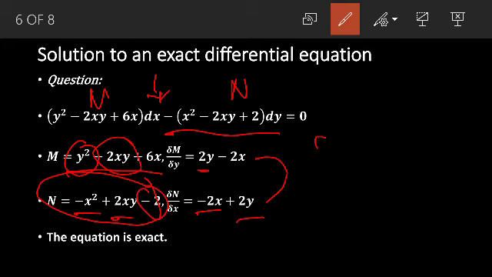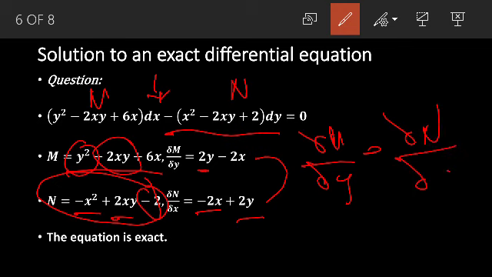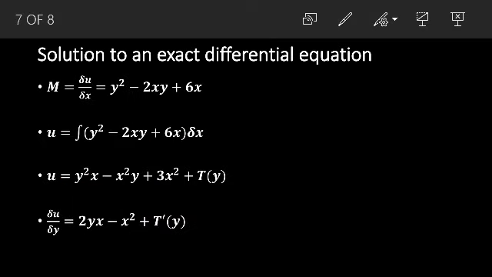You can see that the partial derivative of M with respect to y is equal to the partial derivative of N with respect to x. Okay, so that means the equation is exact. Now we can go on to solve this. We have that M equals du/dx.